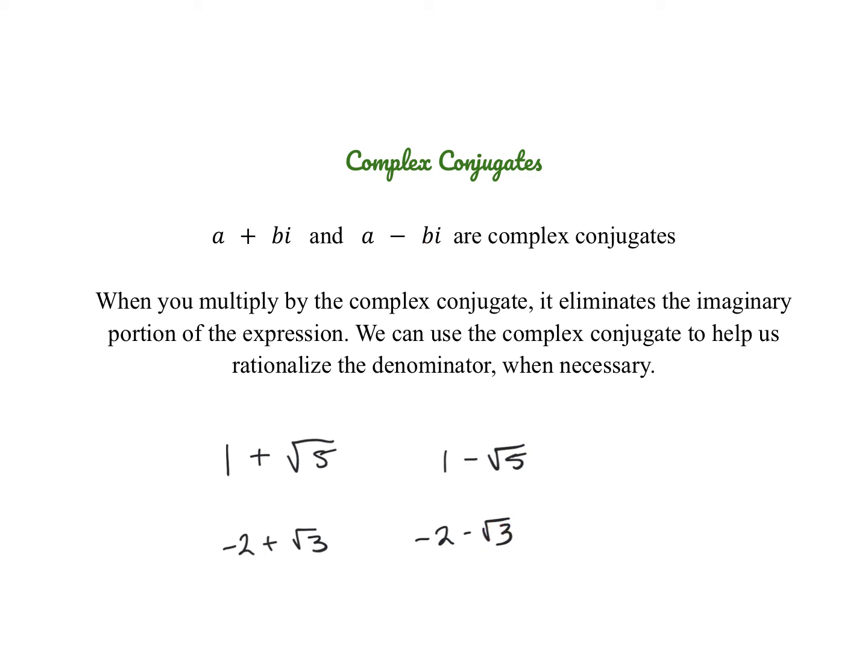So for a conjugate, the only thing that changes is the sign of your second term, which you can see is what's happening here. So the nice thing about complex conjugates is when you multiply by a complex conjugate, it eliminates the imaginary portion of your expression. So we're going to use this to help us simplify any expressions that have imaginary numbers in our denominator because we do need to rationalize. We can't technically leave any radicals in our denominator, and remember, i is technically a radical.